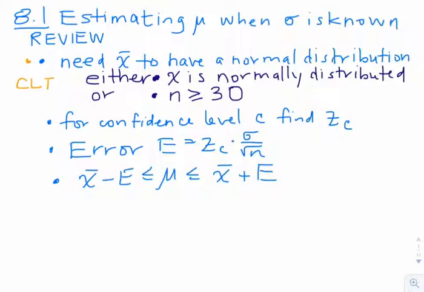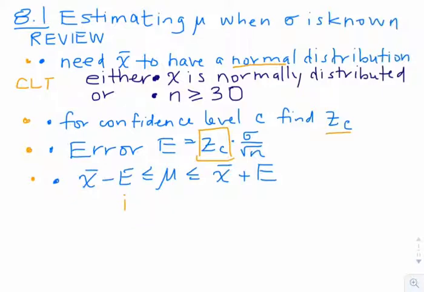Then, given the confidence interval level we were interested in, we found our z sub c. We used our z sub c to find the error, along with the standard deviation sigma and the sample size n. Then once we knew our error, we found our interval, which was our estimate for mu, and our interval was x bar minus the error to x bar plus the error. So the first point here was crucial, that we needed that x bar was normally distributed because we're using z sub c. That is our variable for our standard normal distribution. So we needed that x bar was normal.